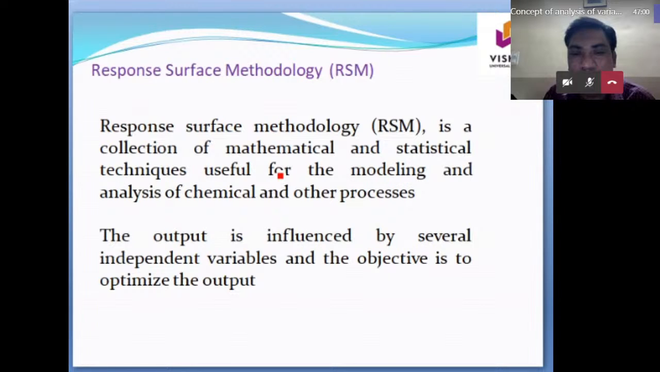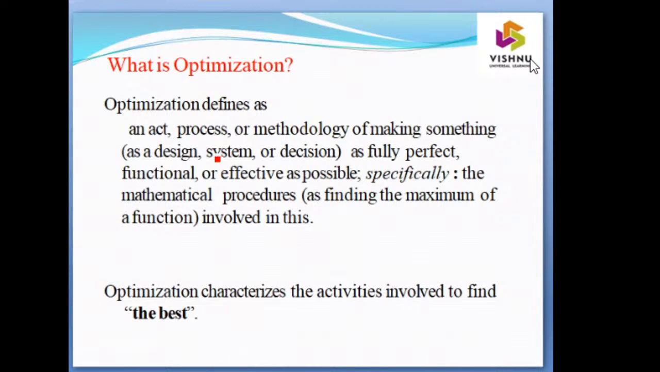Now you know why we have to optimize the process. Exactly what is optimization? Please remember, optimization may be a process, a methodology, or an act. You can optimize the process or you can optimize your method. Suppose you want to produce a chemical compound, for example sulfuric acid. You can manufacture sulfuric acid by different processes. Especially, two processes exist. Out of those two, which process is feasible? That is what we have to study. That is why optimization is defined as an act, process or methodology.